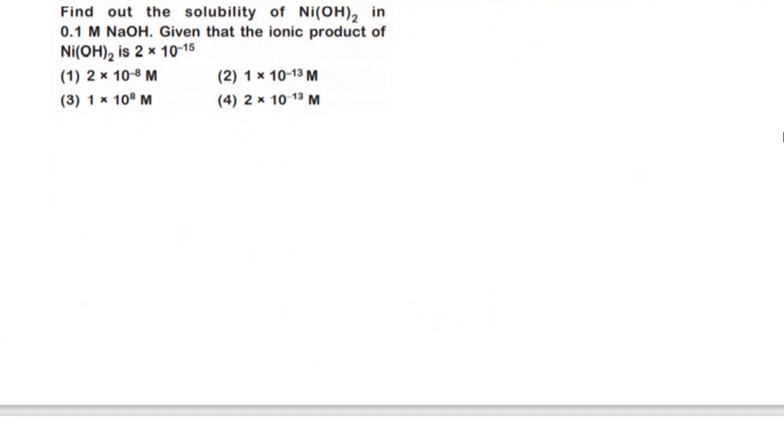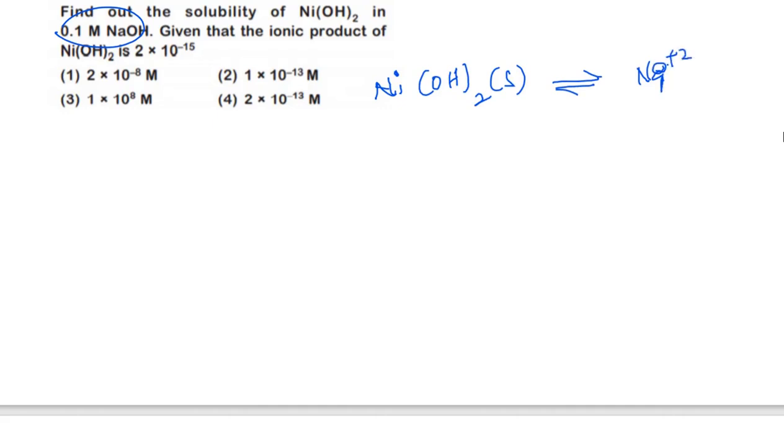Find out the solubility of nickel hydroxide in 0.1 M NaOH, given that the ionic product of nickel hydroxide is 2 × 10^-15. Now try to draw the equilibrium reaction of nickel hydroxide with its ions. So it produces Ni2+ plus 2OH-. Now just consider the solubility of this nickel as x moles.